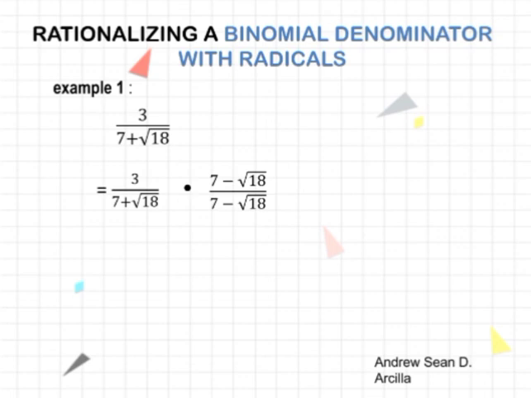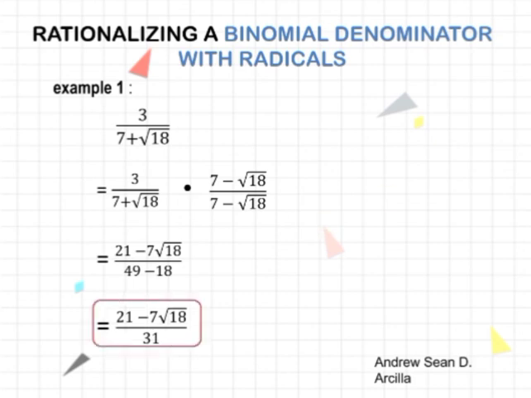Kinuha natin ang conjugate ng denominator. Kailangan laging equal to 1 ang conjugate nito para hindi magbago ang value ng given natin. Ngayon, kunin na natin ang product. Ang answer ay 21 minus 7 the square root of 18 over 49 minus 18. Ngayon, nakuha na natin ang product. Kailangan naman natin ito i-simplify. 21 minus 7 the square root of 18 over 49 minus 18. Ang answer ay 21 minus 7 the square root of 18 over 31.